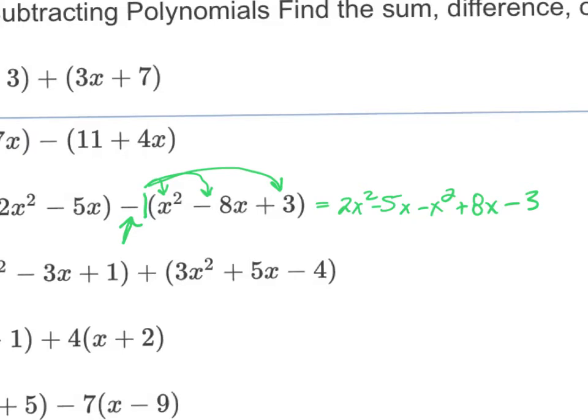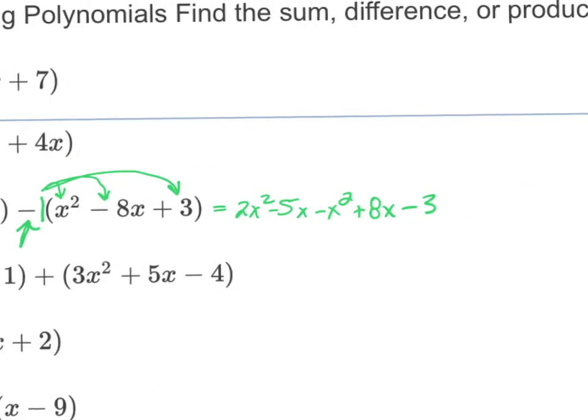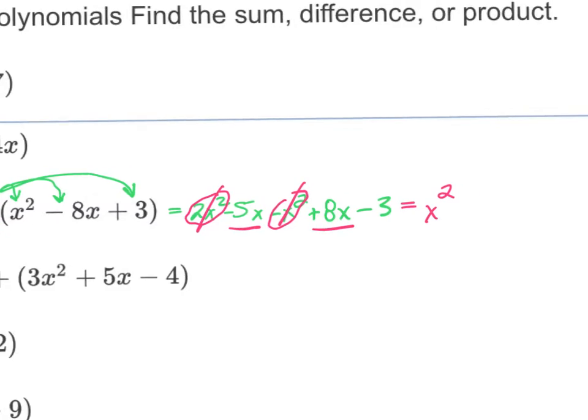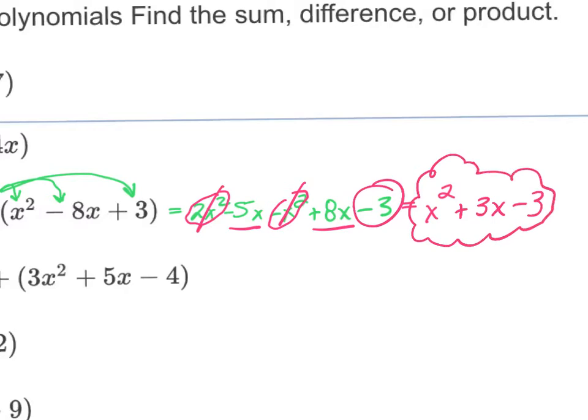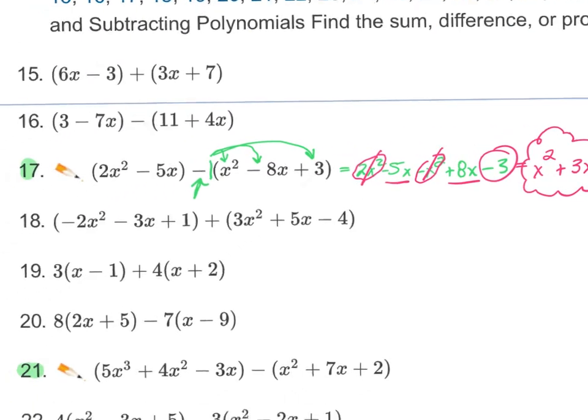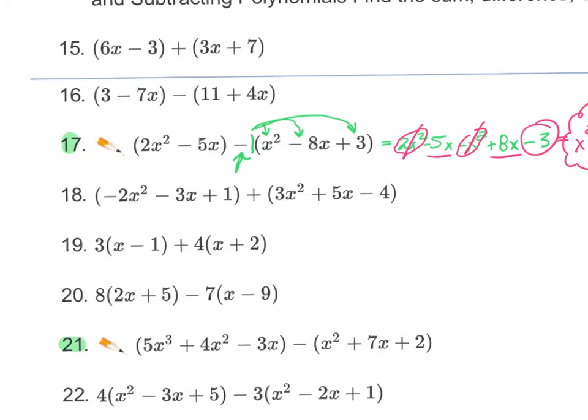Really important that you do that, guys, because if you don't, you're going to get your answer wrong because you're going to combine like terms with the wrong signs. So now you start with the biggest exponent. I have a 2x squared, and I have a negative x squared. 2 minus 1 gives me x squared. I have a negative 5x and a positive 8x, so negative 5 plus 8 gives me plus 3x, and then I have minus 3. Questions? We okay? Everybody all right? All right.